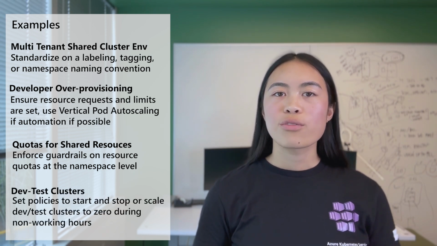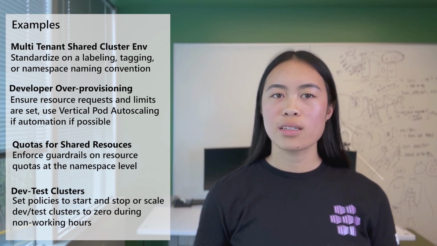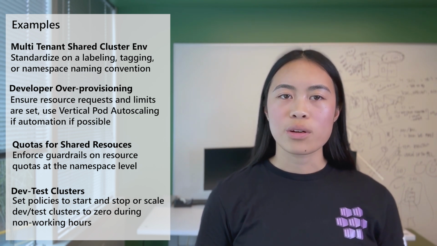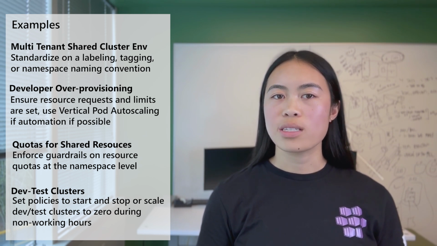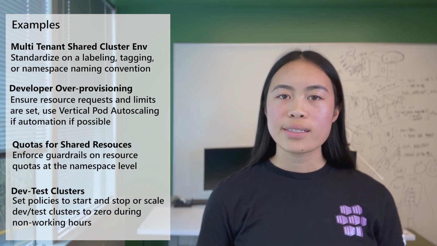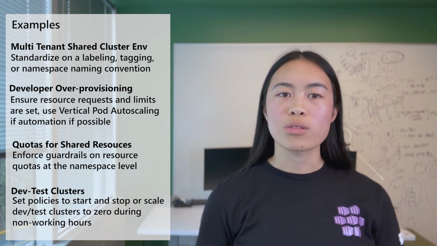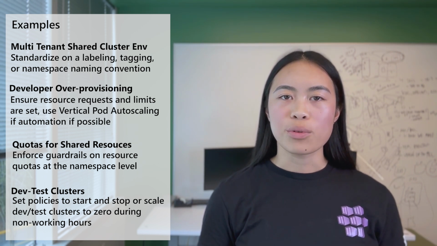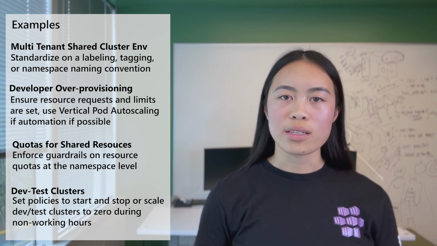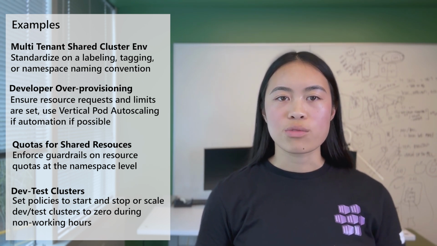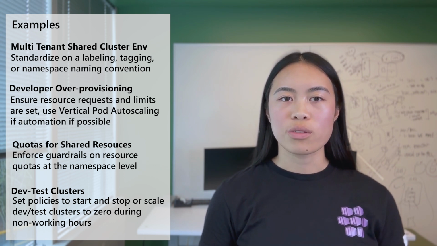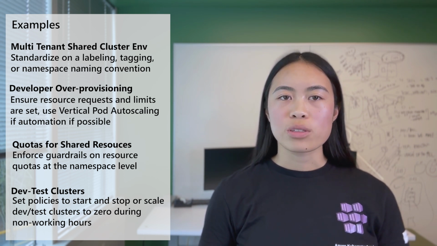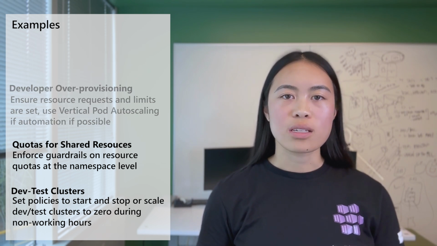Number four, for dev test clusters, if they are not needed on the weekend or during non-work hours, consider establishing policies around stopping the cluster or scaling to zero to decommission resources. Additionally, ensure workloads are running on the most cost-effective node pool. For example, dev test workloads can often run on spot instances or lower tier VMs to reduce costs, while production workloads should be placed on more reliable or reserved node pools. Mapping workloads to the appropriate node pool type can yield significant savings without impacting stability.